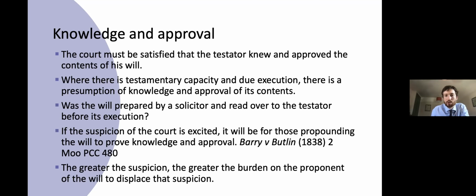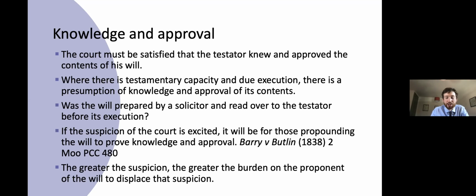But if the suspicion of the court is excited, it will be for those propounding the will to show and prove that the testator did know and approve of the contents. So, for example, the suspicion of the court will usually be excited if a major beneficiary of the will has had his hand in getting it prepared and executed. So if you have a will which leaves the entire estate to a son, and you see the will file, and actually it was the son who instructed the solicitor, the son drove the testator to the appointment, was present for some of the appointment, etc., etc. You may find that the court wants to be sure in those circumstances that the testator knew and approved of the contents.